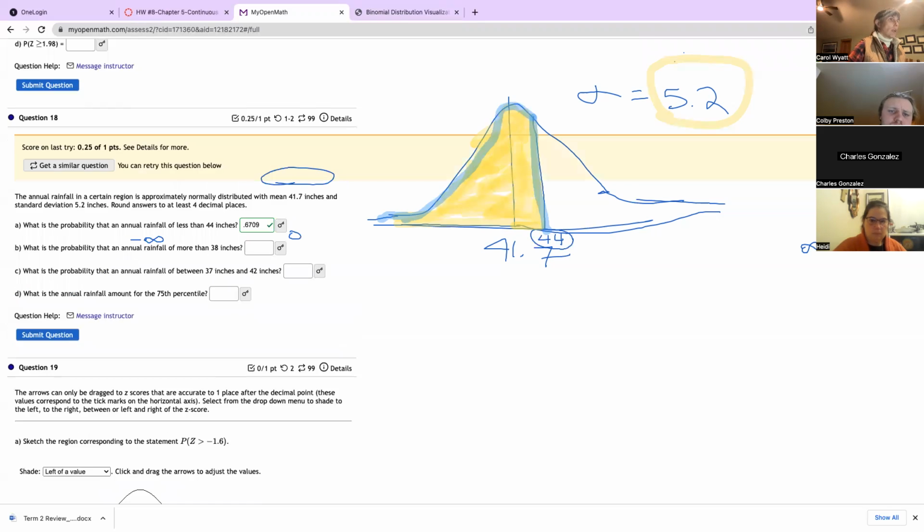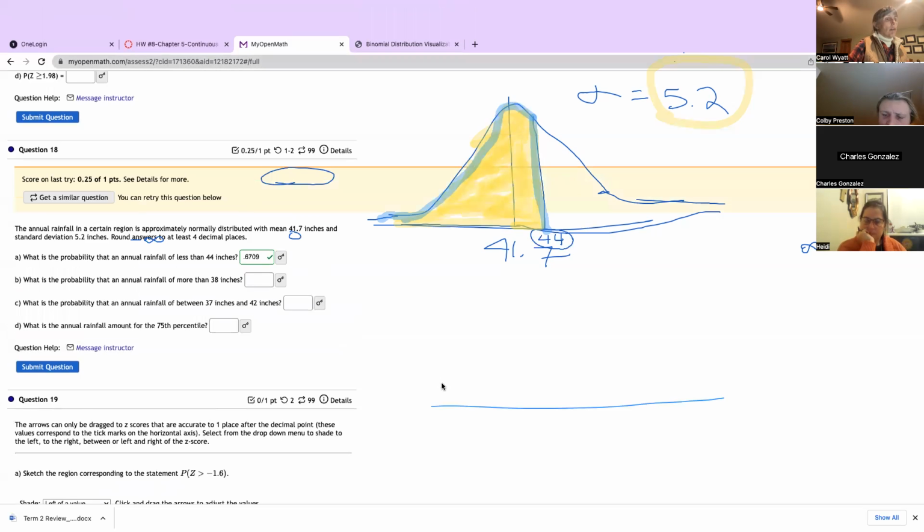0.6709. And that's right there. Okay. Now, what's the probability it's more than 38? So how does that change my picture? The more pictures you draw, the better you're going to understand this. So I draw my curve.